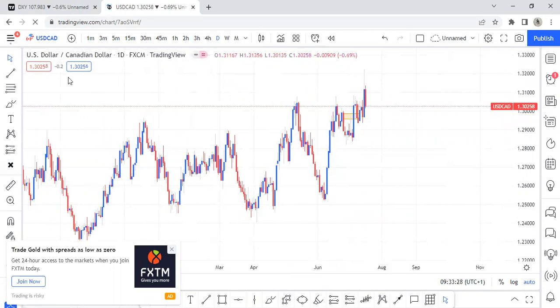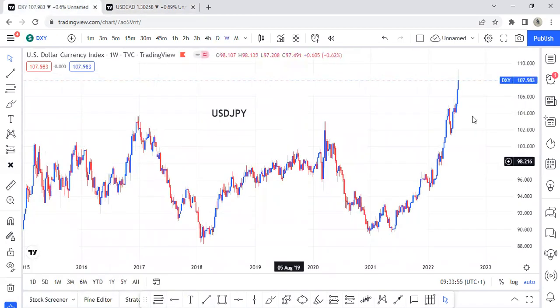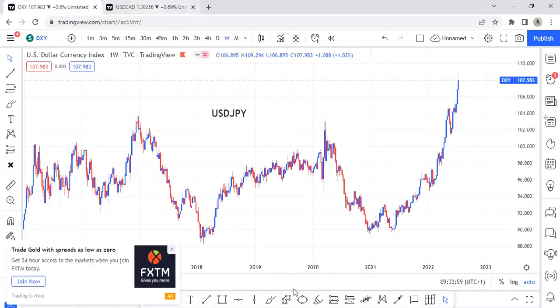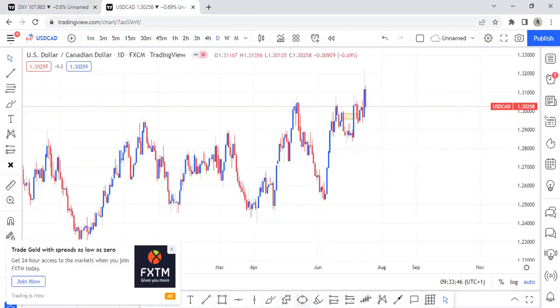So when we buy USD CAD, we're trying to say that we believe that USD is stronger than the Canadian dollar. But if it's selling down, we believe that it's weaker than the Canadian dollar. So you can see, due to the fact that the DXY has been extremely bullish, that is why we are seeing a bullish structure on the pairs that have USD as the prefix.